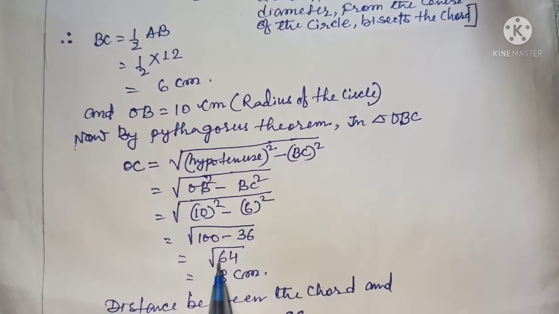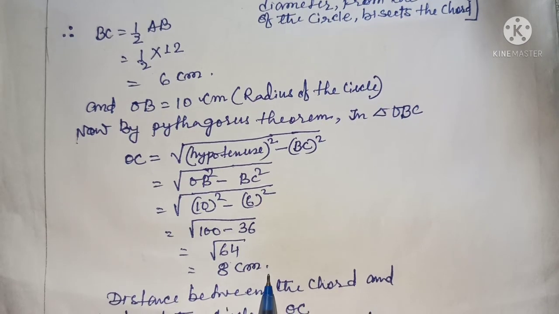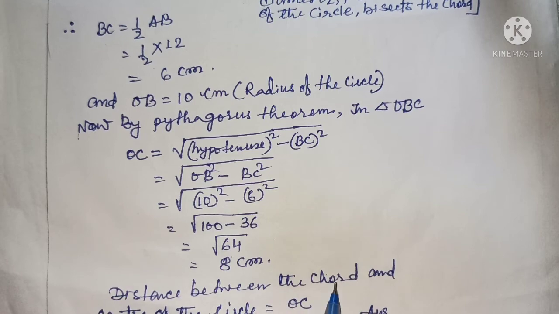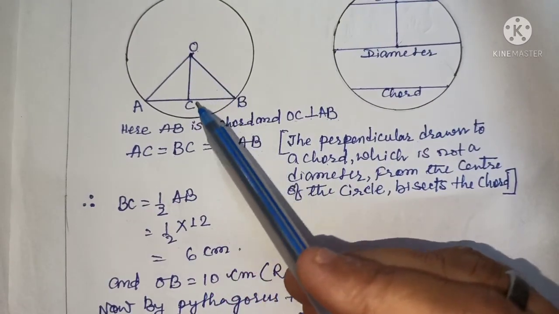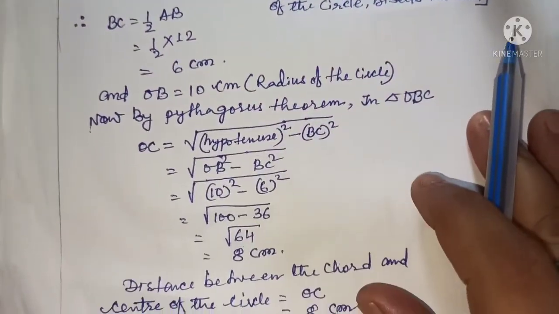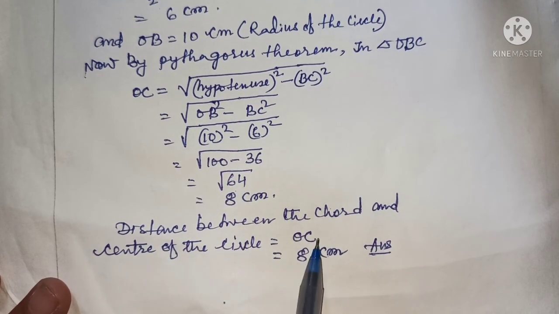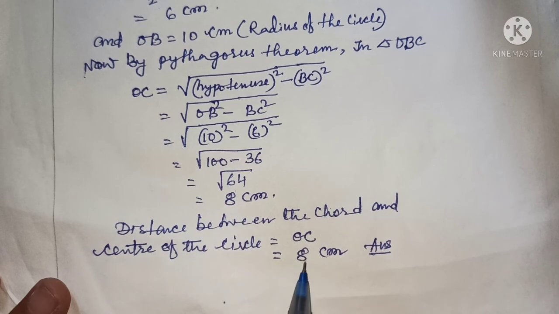Now just calculate. 10 square means 100 minus 6 square is 36 and take root over. Then solve. After solving we will get 8 centimeter. So the distance between the chord and the center of the circle equals OC. Here what is the distance between center of the circle and the chord? That is OC. So the distance between the chord and center of the circle equals OC, and the length of OC equals to 8 centimeter. Here we got it. So that's why 8 centimeter is the answer.